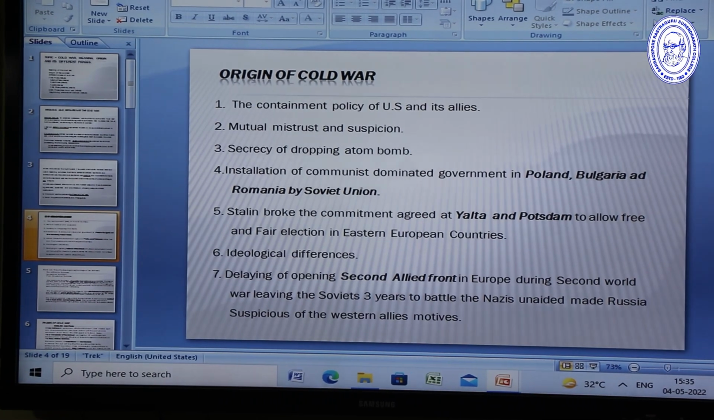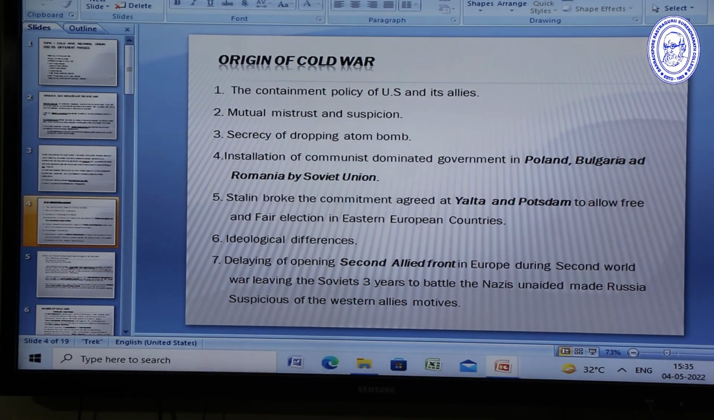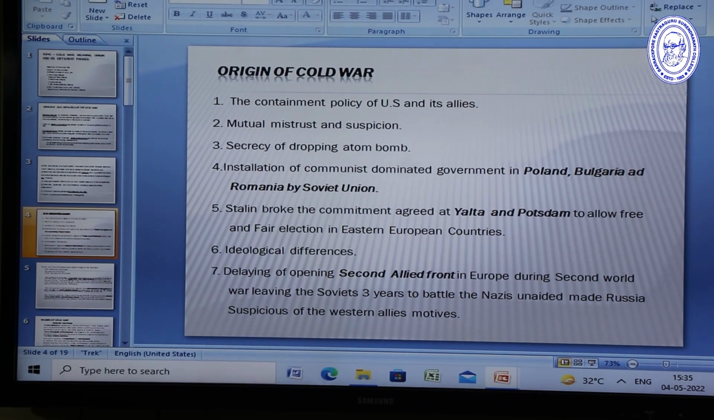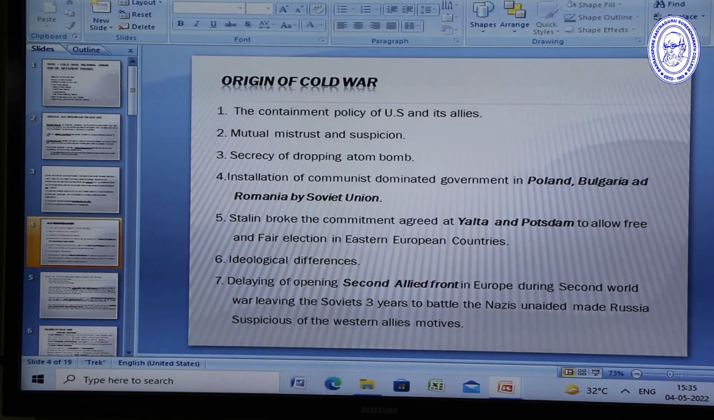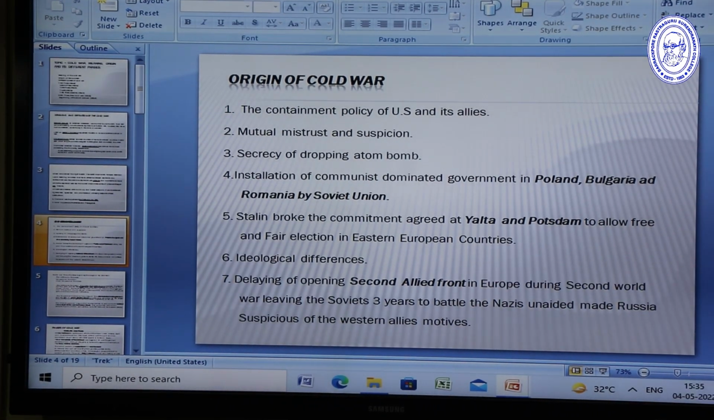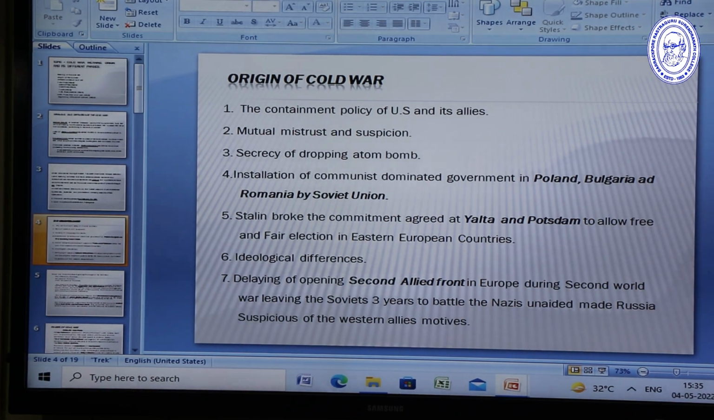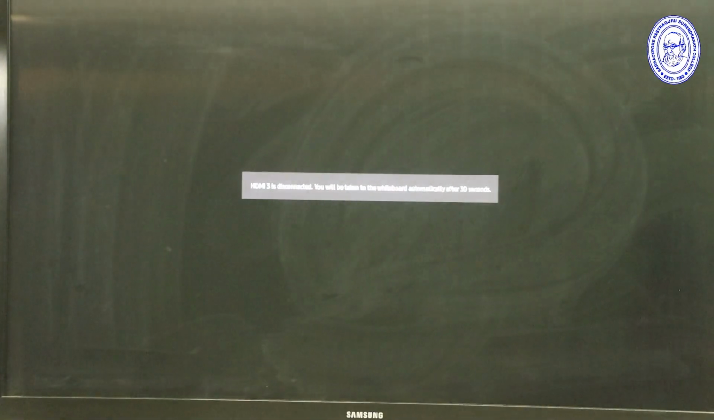Mutual mistrust and suspicion. I already said there was mistrust between them, and they were suspicious of each other's actions. Then the secrecy of dropping the atom bomb. At the end of the Second World War, both the USSR and the United States were in the same camp, the Allied camp, isn't it? So, mutual mistrust and suspicion. I was explaining the origin of the Cold War. Then after that, the secrecy of dropping the atom bomb.